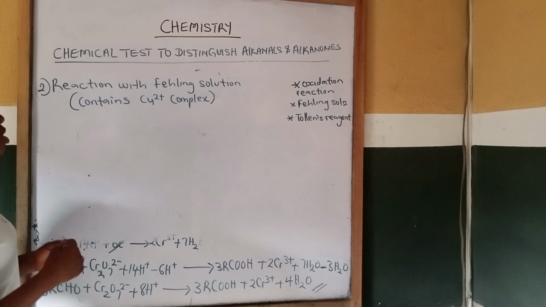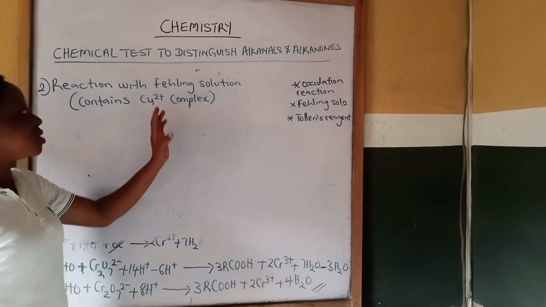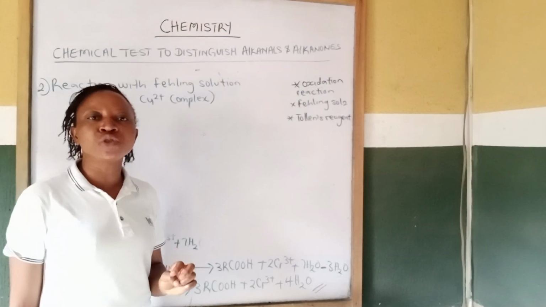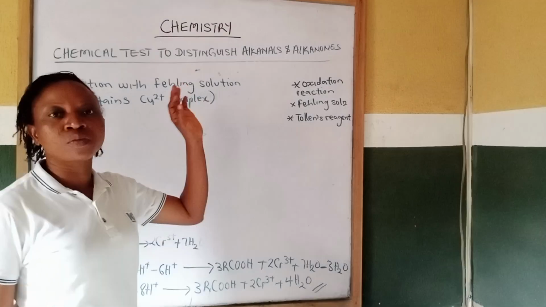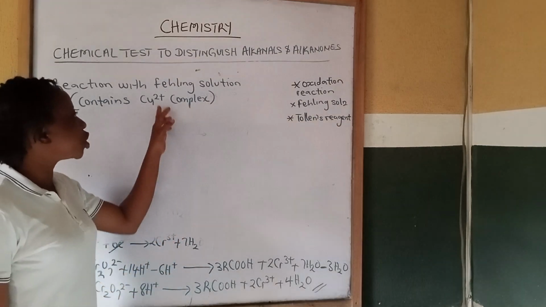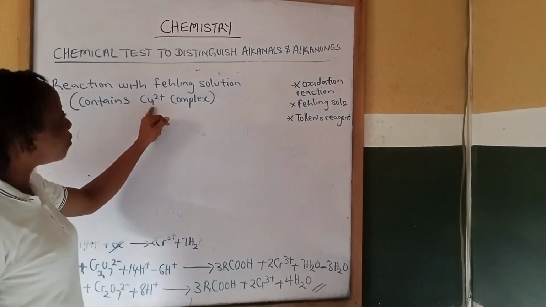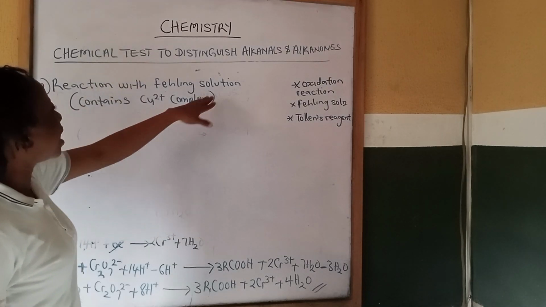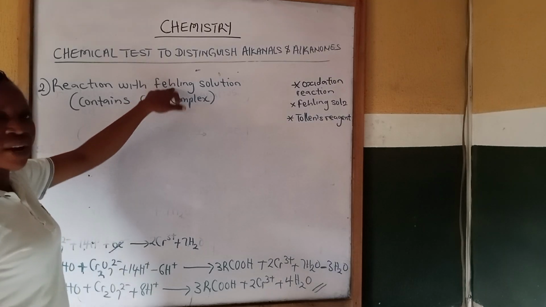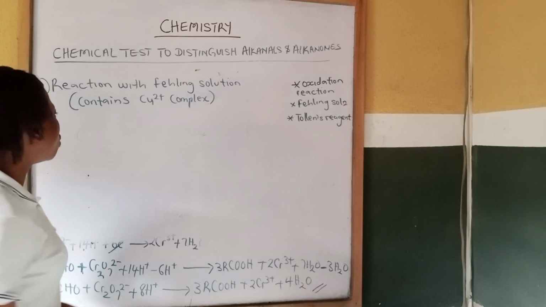Then the copper complex is gotten from Fehling solution A, because the Fehling solution is a mixture of Fehling solution A and Fehling solution B. Then Fehling solution A contains what? Copper 2 tetraoxosulfate 6. So the copper complex is gotten from that copper 2 tetraoxosulfate 6. So when alkanal is added to the blue Fehling solution, a brick red precipitate of copper 1 oxide will be formed.